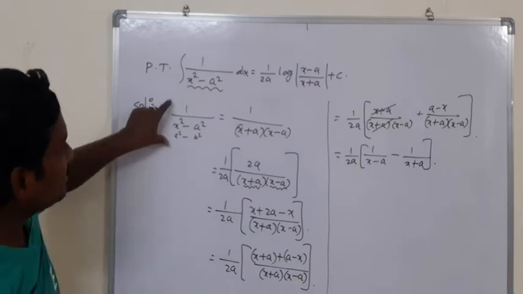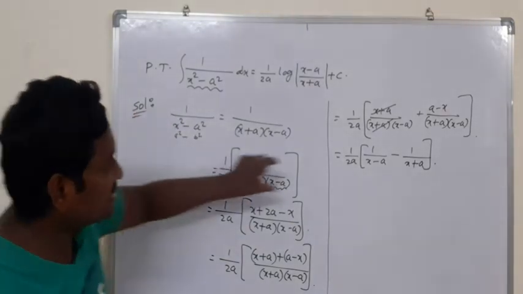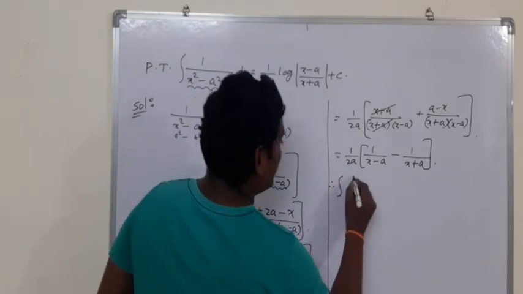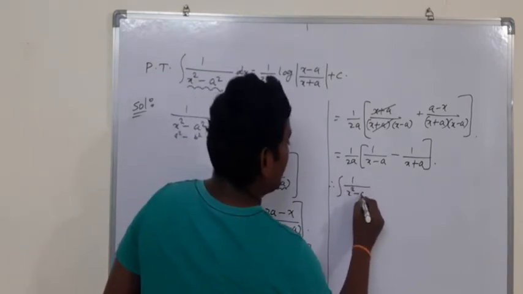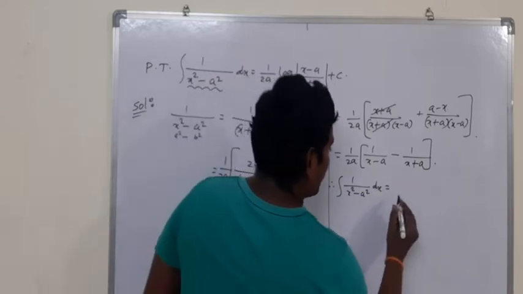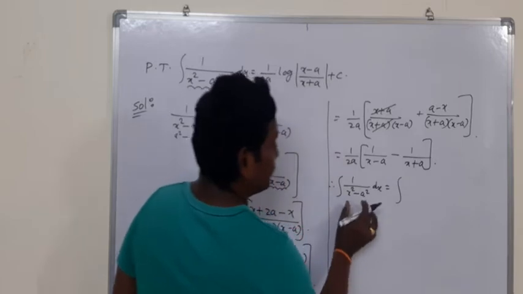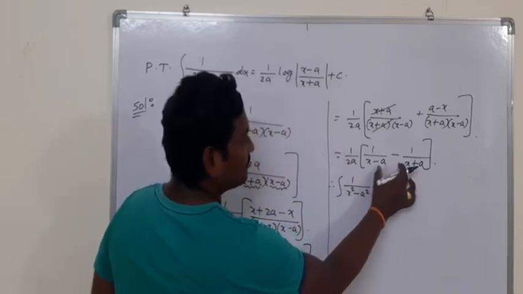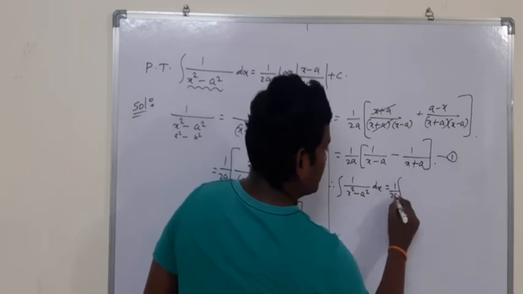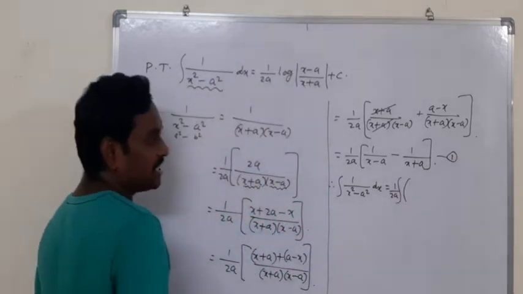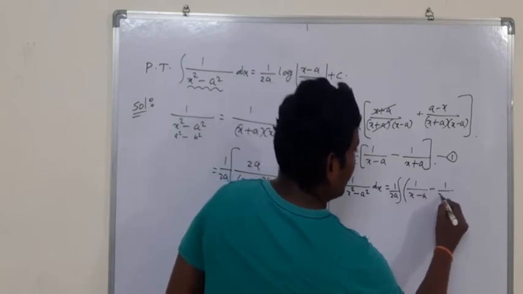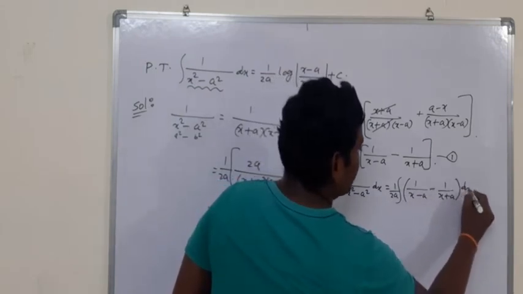So this is the given function, and the result of this one is this. Now consider the given integral. Integration of 1 by x square minus a square dx can be written as the integration of this one. So 1 by 2a is the constant term. Write it outside the integration directly. So 1 by x minus a minus 1 by x plus a whole dx.